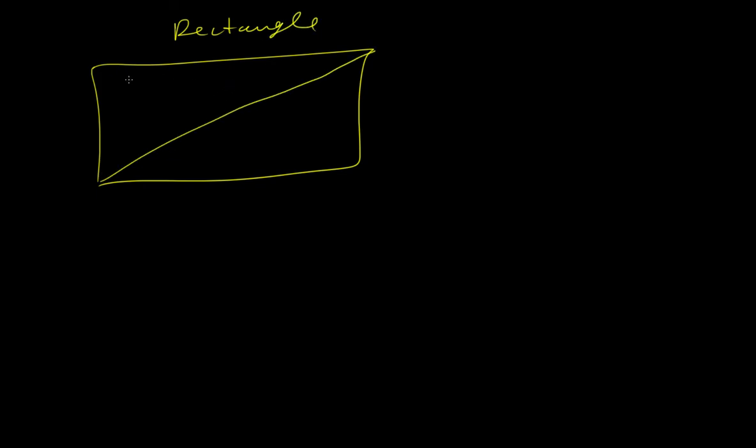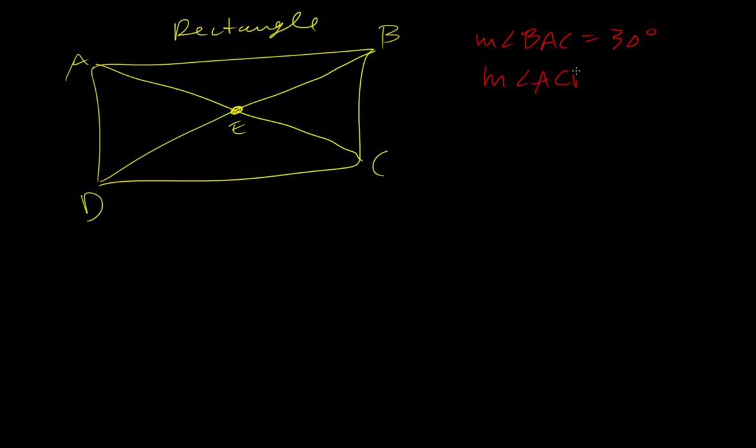And we're given diagonals like that. A, B, C, D, E, and it says the measurement of BAC is 30, and we want to find the measurement of ACB and the measurement of DAC. So we want to find both of those. BAC is going to be 30. And we want to find ACB.